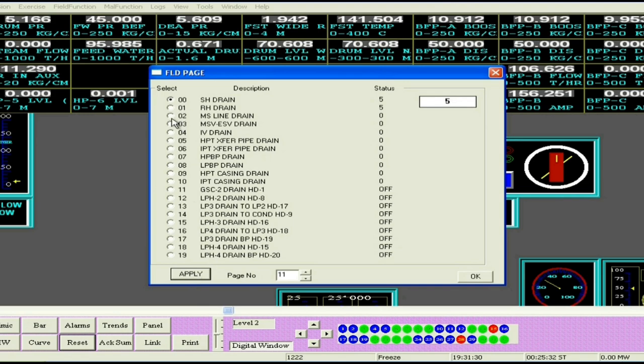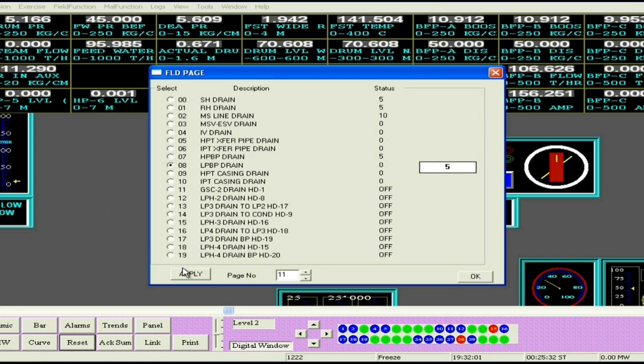Then all the drains that are there. The HPT transfer or the HP-LP bypass drain, these are also to be opened by 5%. Then open the casing and rotor heating drains, they also have to be opened by 5%. So you can see here the drains are being opened. Once we open the drains, then we will go further.